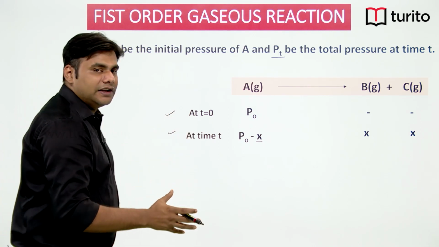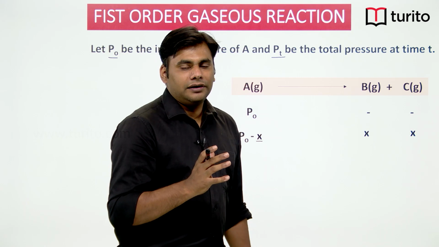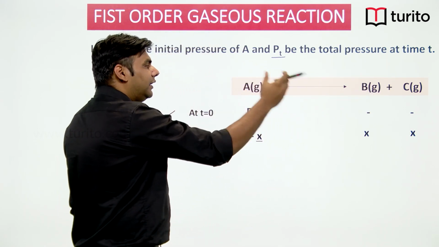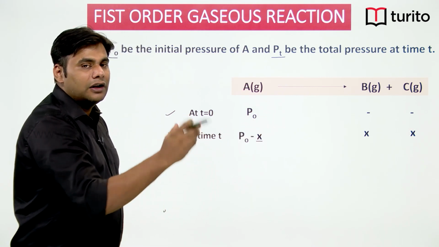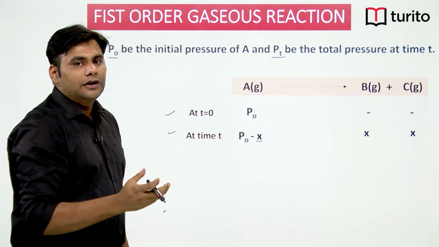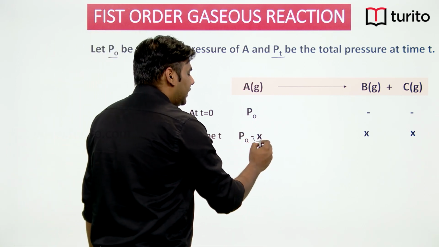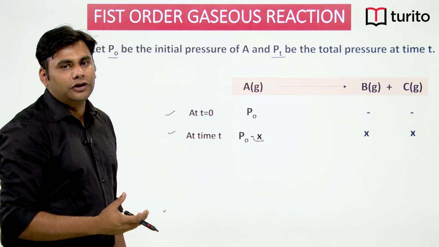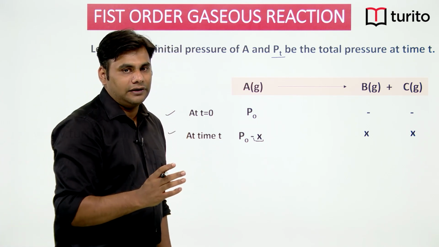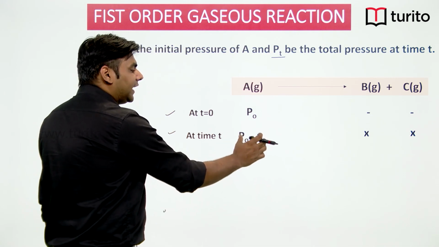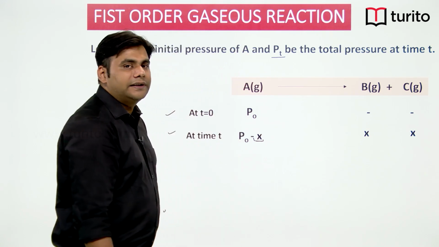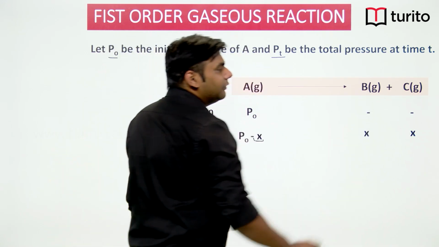We are just expressing the reaction in terms of pressure, right? So we will say that because it is a gaseous reaction, when X amount of this has reacted or some moles have reacted, its partial pressure would decrease. So let that decrease in pressure be X. So X basically corresponds to the partial pressure of A which has reacted in the reaction. So we will be left with P naught minus X after time T, and X pressure B would exert and X pressure C would exert.